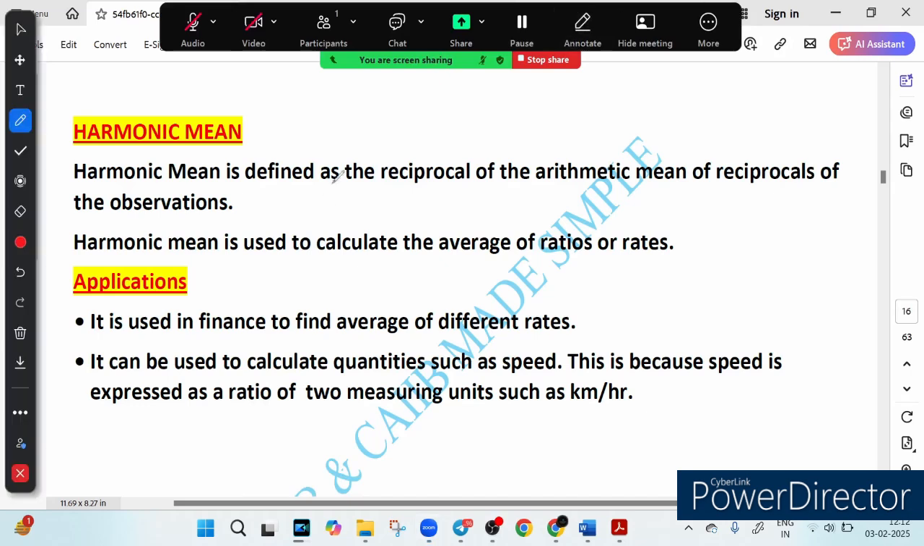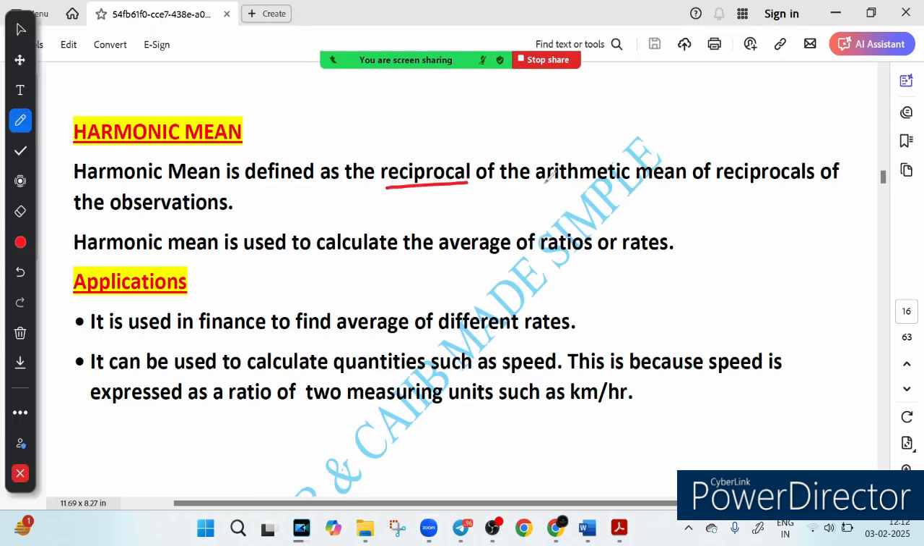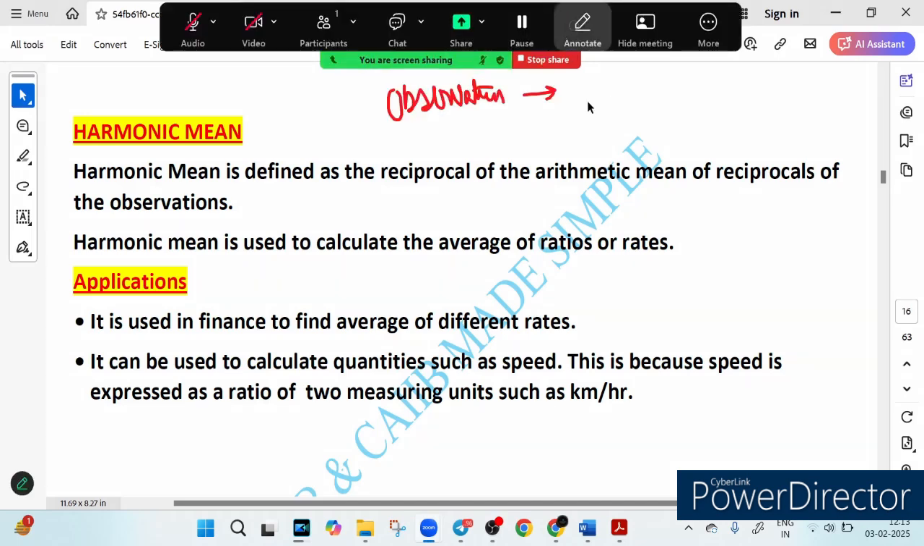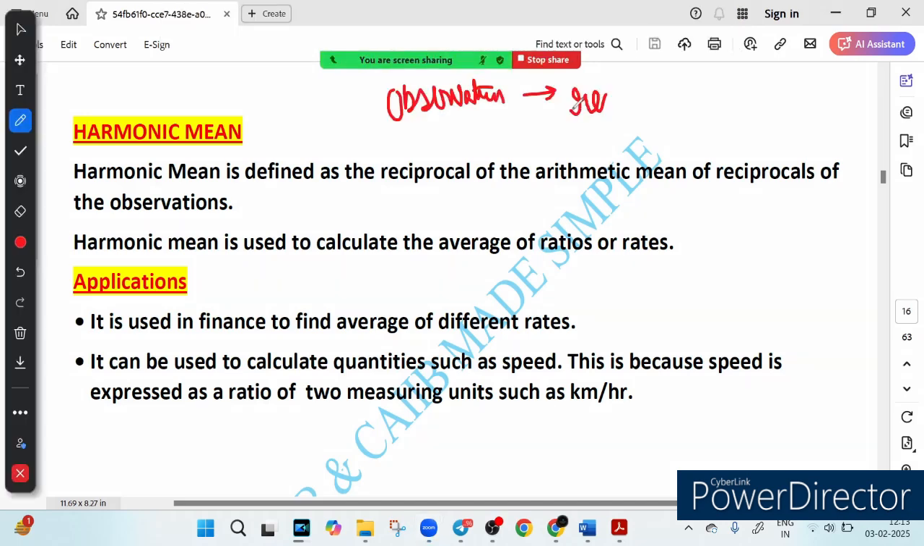In the definition of the harmonic mean, you can say it is the reciprocal of the arithmetic mean of the reciprocals of the observations. First of all, we have the observations, right? Then we take the reciprocal of them. You know what the meaning of reciprocal is? Let me explain. You have the observations, you take their reciprocals, then you find their mean, and then again you take the reciprocal. So this is how you calculate the harmonic mean.